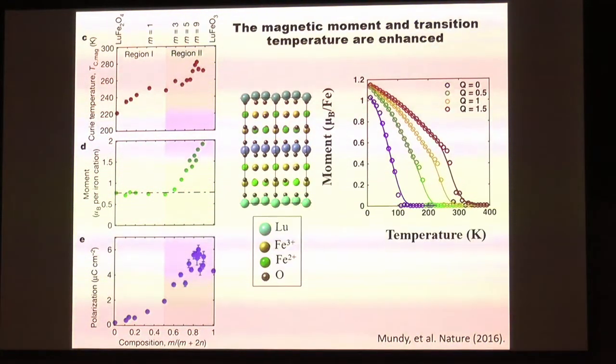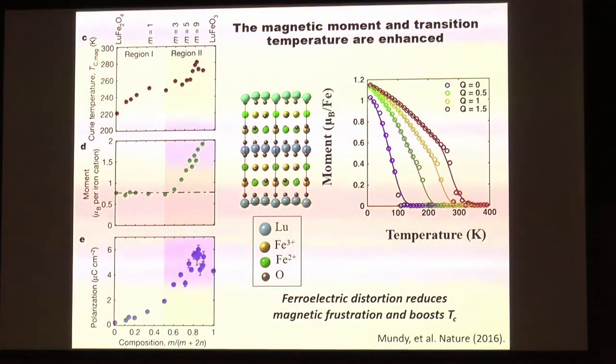And this is just what we had thought from the DFT from Craig Fennie's group, where you can tune this Q parameter and get the higher TC. So here, as we're increasing this polarization, we're getting this higher TC. And so the ferroelectric distortion in this crystal is actually reducing the magnetic frustration, enhancing the magnetic TC.